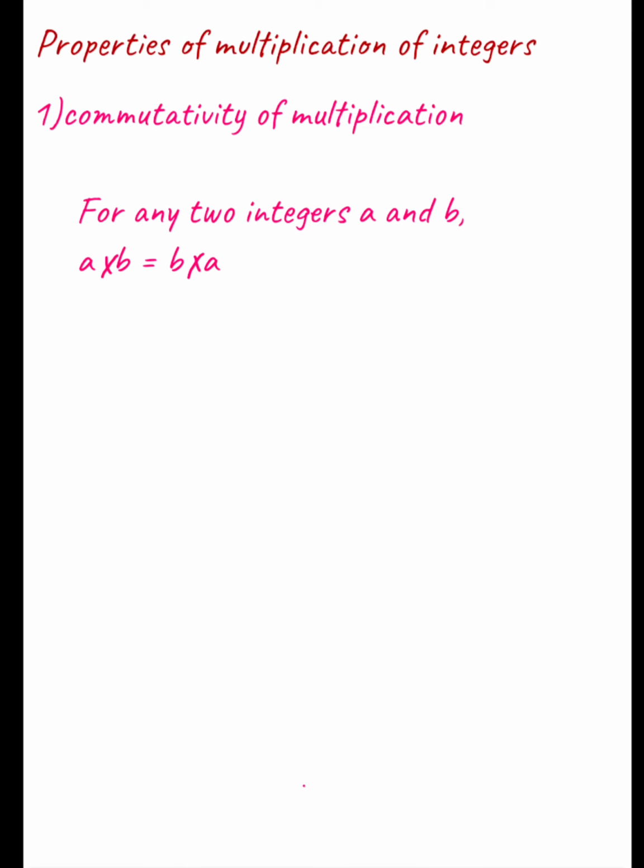Let's explain this commutativity using an example. Let's take 4 and minus 5 as examples and check it. Here a equal to 4 and b equal to minus 5, and let's multiply that. Then what will you get? 4 into minus 5. You need to multiply them as whole numbers and put the negative sign. So you will get the answer as minus 20.